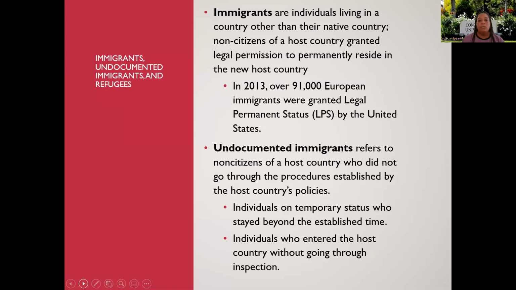Immigrants are individuals living in a country other than their native country. They are non-citizens of a host country granted legal permission to permanently reside in a new host country. In 2013, over 91,000 European immigrants were granted legal permanent status by the US. Undocumented immigrants refers to non-citizens of host countries who did not go through the procedures established by the host country, individuals on temporary status who stay beyond the established time, and individuals who enter the host country without going through inspection.